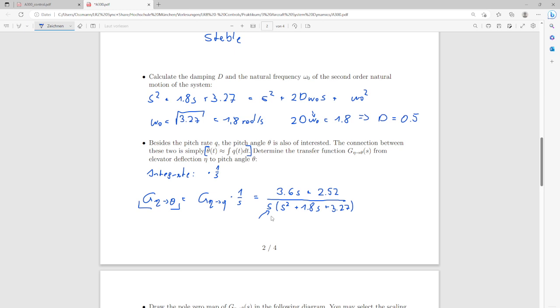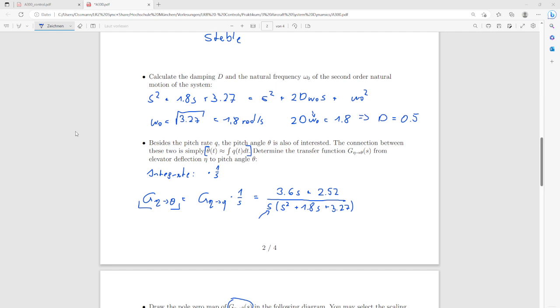Okay, so the next thing now is we should draw a pole zero map for that transfer function here, right? For this one, please note that we should do it for the transfer function from the elevator to the pitch angle, not the pitch rate. So we need to include that s as well here, which is a pole at 0. Okay, so let's try to do that.